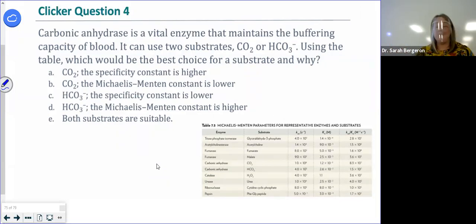Now, I'm not going to make you do this on the clicker, because we only use the clicker for attendance. But what is the first column here?